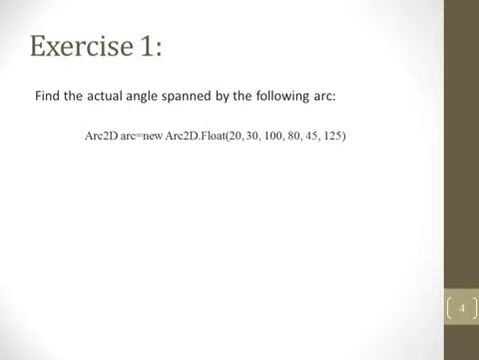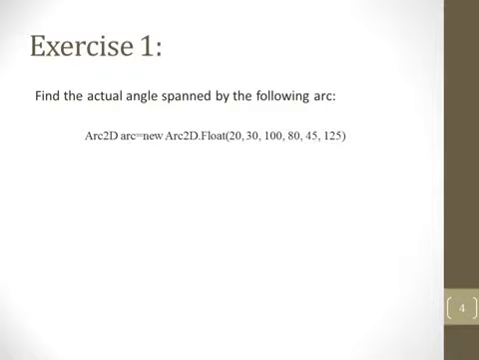For the first example, we want to find the actual angle spanned by the arc, which is arc equal new Arc2D.Float(20, 30, 100, 80, 45, 125). 20, 30 is the upper corner of the rectangle containing the ellipse, 100 is the width of the ellipse, and 80 is the height of the ellipse. 45 and 125 are the start and extent angles of the arc.